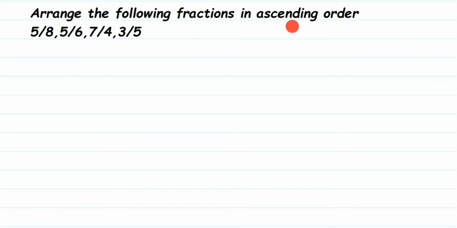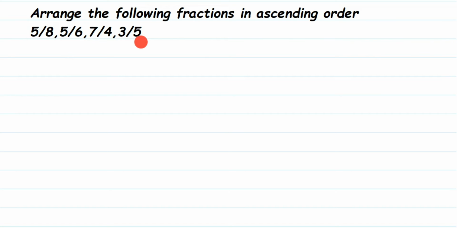If the denominators were the same, then we would be able to compare the numerators. But if you see here, the denominators are different. We have 8, 6, 4 and 5, they're not the same. So the first step will be to make the denominators the same, and then we're going to compare the numerators. So how can we make the denominators the same?